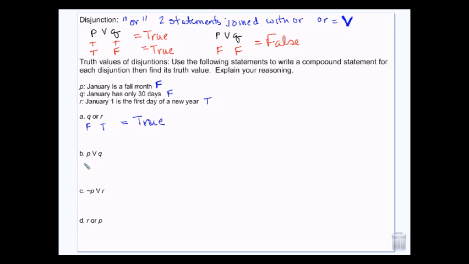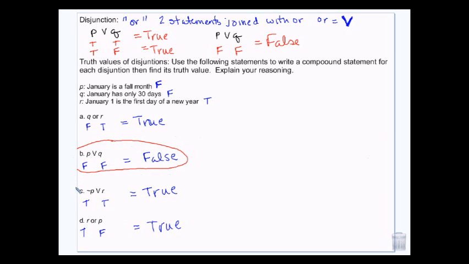P is false. Q is false. False or false is false. Not P is true. R is true. So true or true is going to be true. And I have R being true and P being false. So I have true or false. That's true. So again, the only way you get a false with an or is if they're both false.